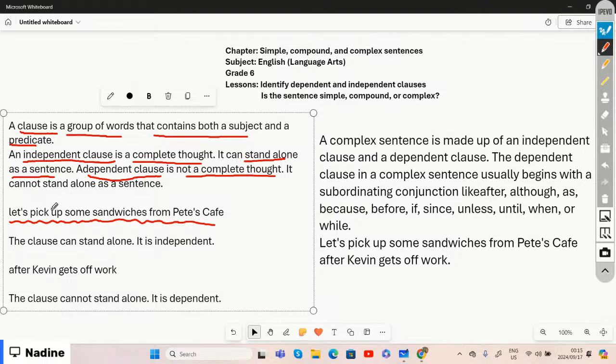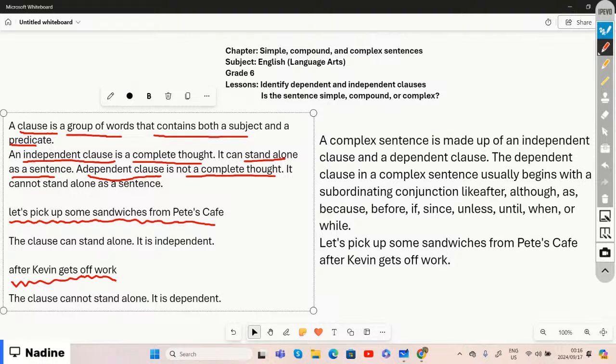And then we have another example that says, after Kevin gets off work. If you look at that sentence, that is a dependent clause. When we say it's a dependent clause, it's because if you say after Kevin gets off work, now the question is, what's going to happen after he gets off work? Which means that there is no predicate, and it does not express a complete thought. So those are examples of an independent clause and a dependent clause.